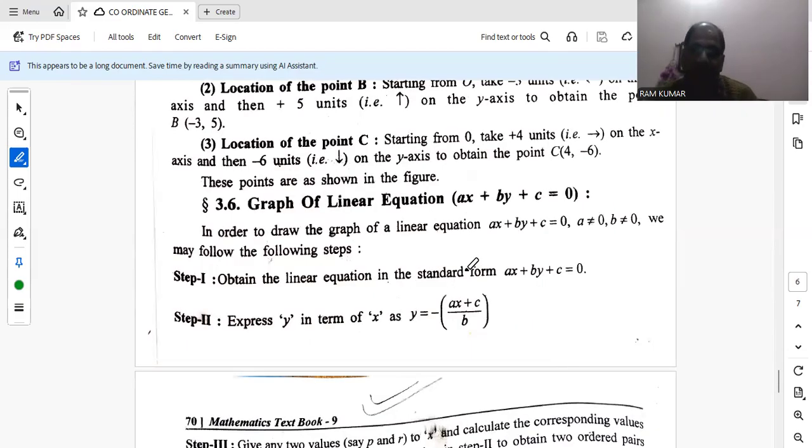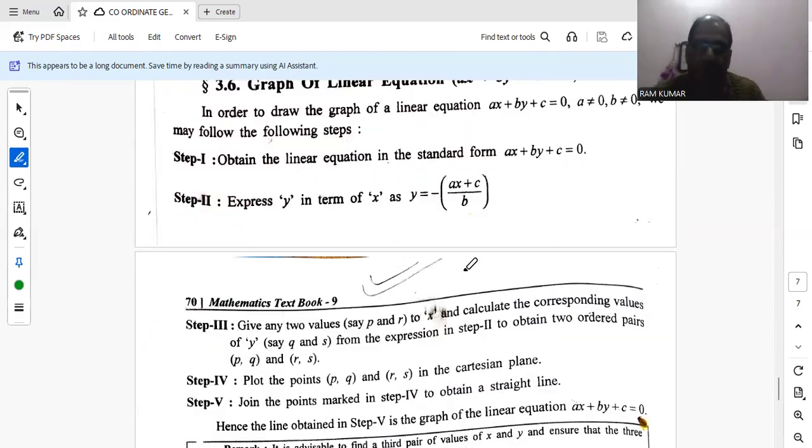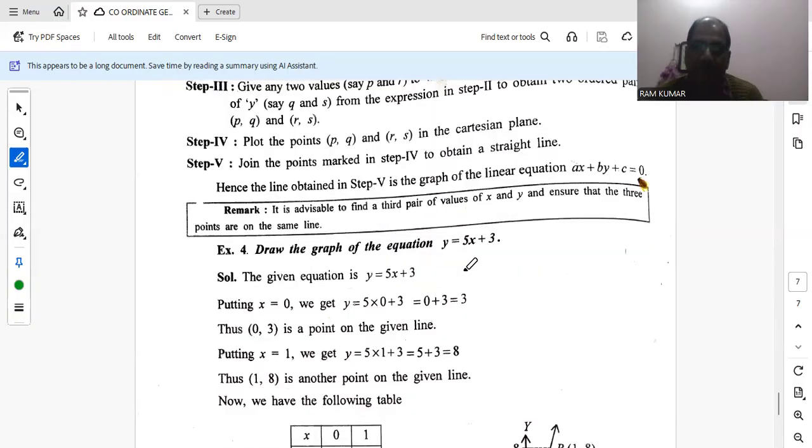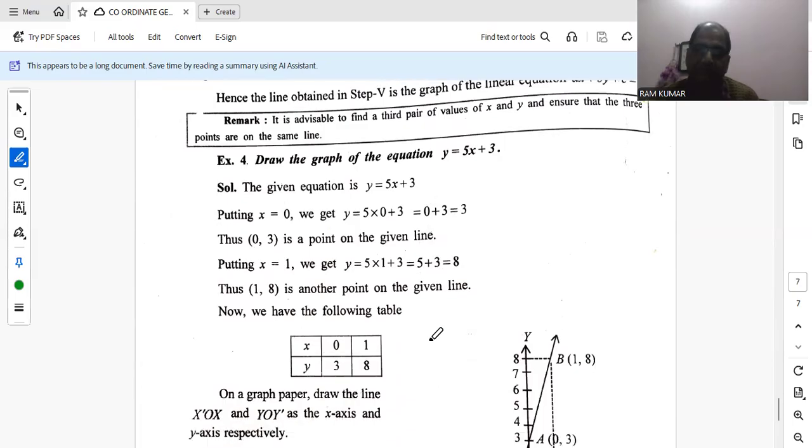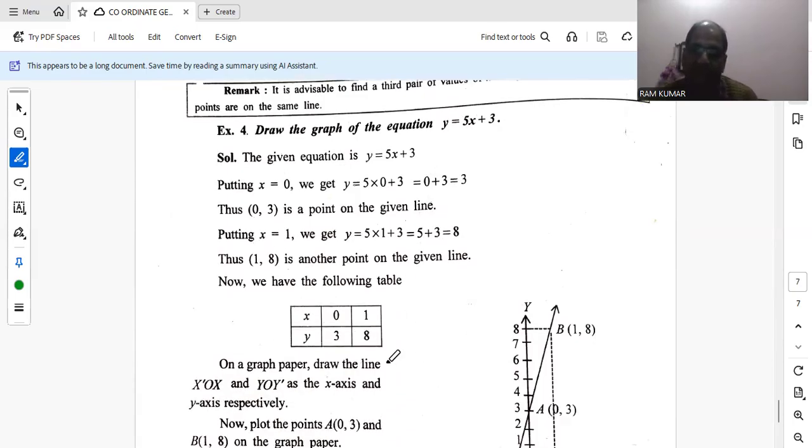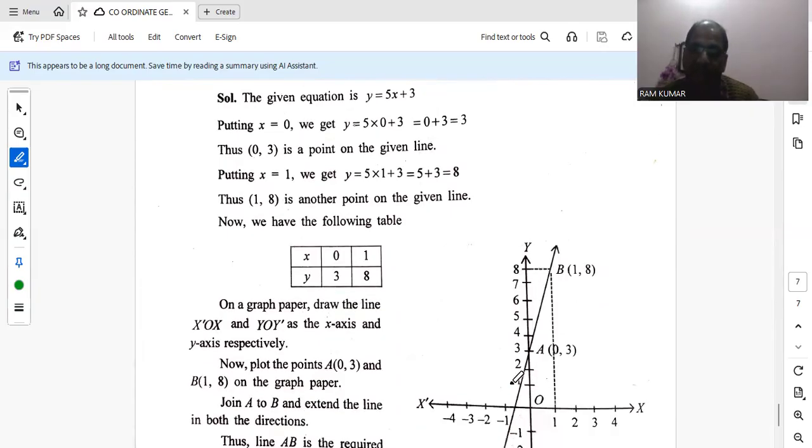Again, how to draw the graph for a linear equation, that also is given here. That is very simple. First of all, you have to calculate the table, and after calculating the table, you have to plot the points, and you will get a straight line for the linear equation.